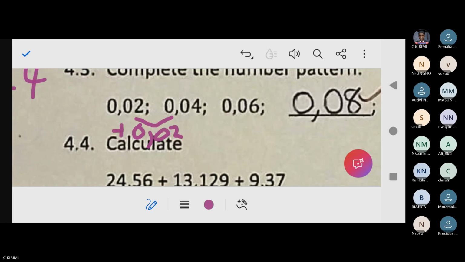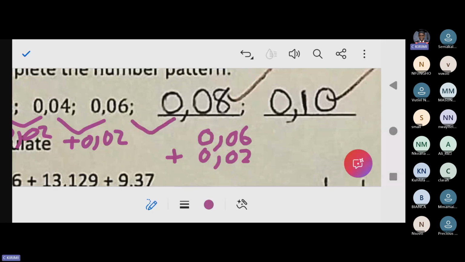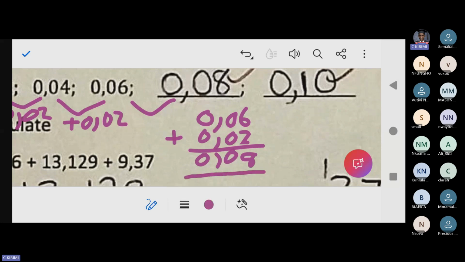We are adding. Then you add again, from there to there, you have added again 0,02. So if you add 0,02 to 0,06, you are going to get 0,08. So 0,06 plus 0,02, you add, you get 8. The comma for addition and subtraction stays where it is. You add, you get that answer, which is 0,08.